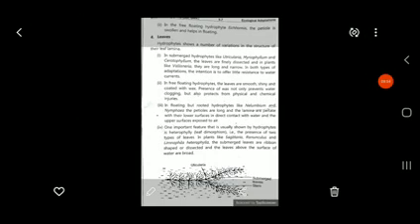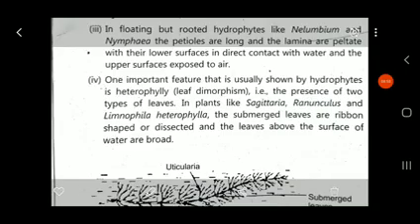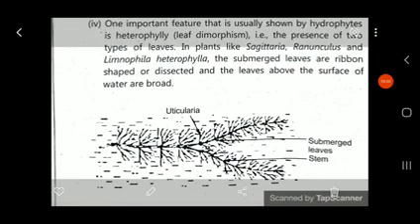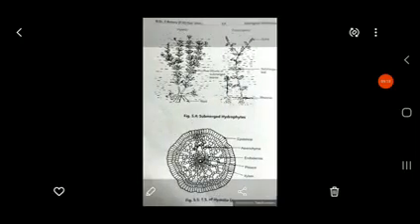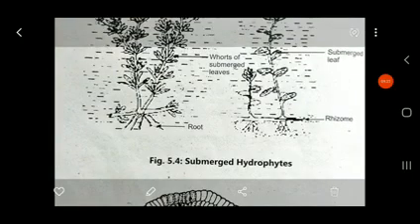As you can see here, there is a lot of modification. This is Utricularia, you can say. These are submerged leaves or stem. Here we can see this is the stem, and this stem is horizontal. Then there are a few examples here. This is a totally submerged hydrophyte.